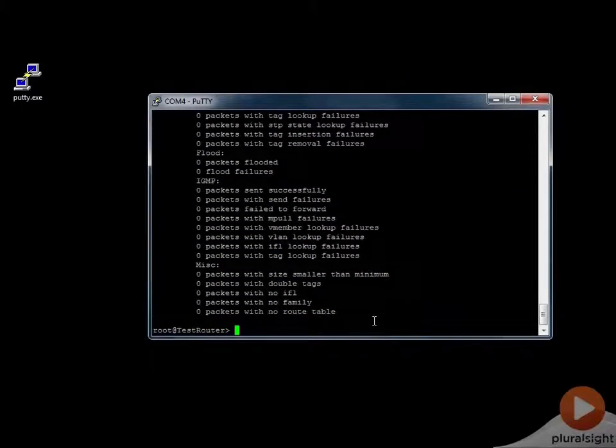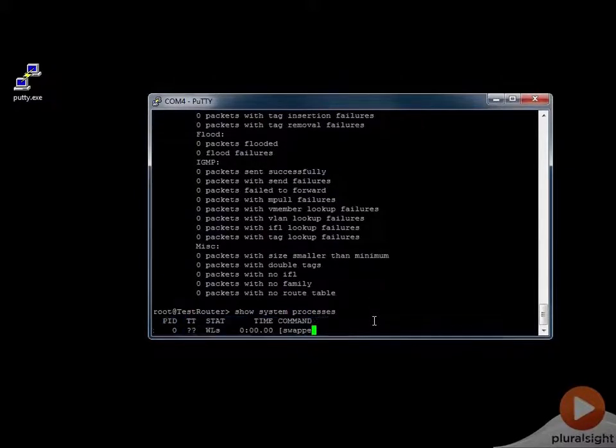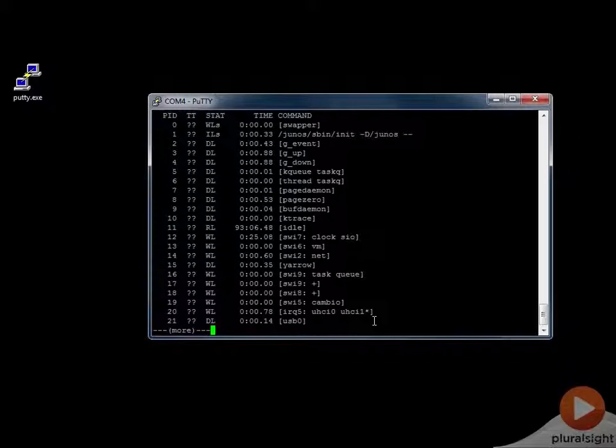Alright, let's look at another command. This command will actually show what's going on with system processes. So let's enter the Show System Processes command. Alright, so this is going to give us information on different system processes, what they're doing, what the PID is of each process, what their status or statistics are.